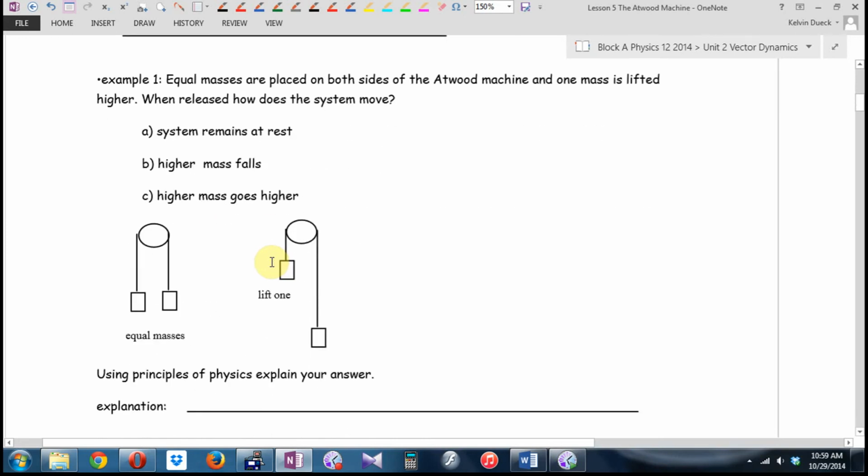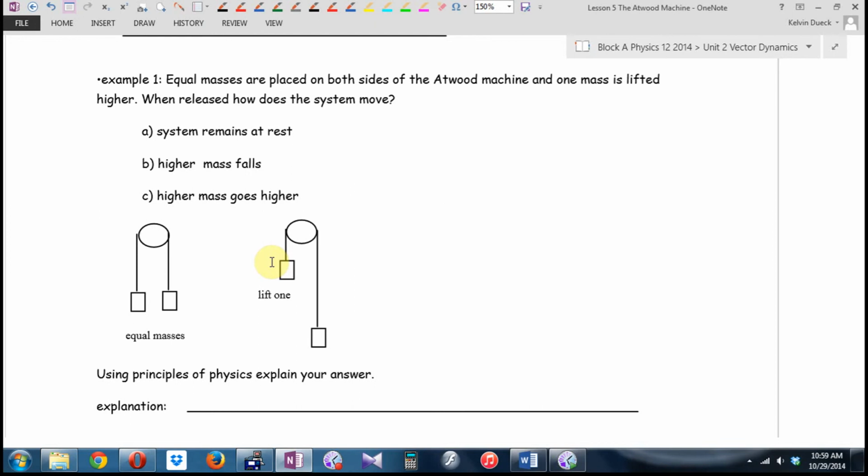Equal masses are placed on both sides of the Atwood machine, and one mass is lifted up, lifted higher. So imagine there was no friction here. We're talking about this. One mass is lifted up higher. If this was perfectly frictionless, and if these ropes had no mass, if I release this bottom one, what will happen? A, the system will remain at rest. B, the higher mass will fall down. Or C, the lower mass will move lower.